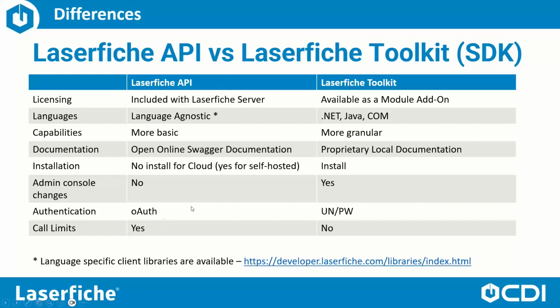Authentication in the API is OAuth, whereas again, the toolkit is username and password. And then there are call limits with the API in the cloud environment, but there are no call limits with the toolkit.